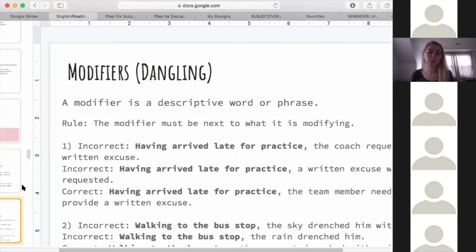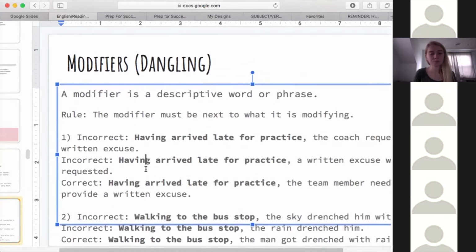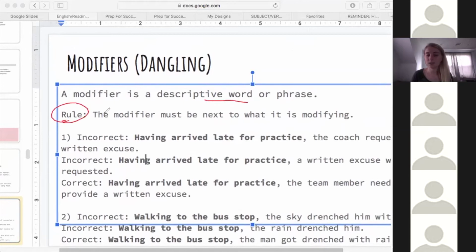Now we have a second one, which, as I mentioned before, is going to be the most important one that we're going to look at. So let's take a look at this. Again, modifiers, same thing here, whether it's a dangling or misplaced, it's going to be a descriptive word or phrase, and our rule is the same. The modifier must be next to whatever it's modifying. Now, in this case, let's take a look at number one here. There's one incorrect example to start. We have, having arrived late for practice, the coach requested a written excuse.